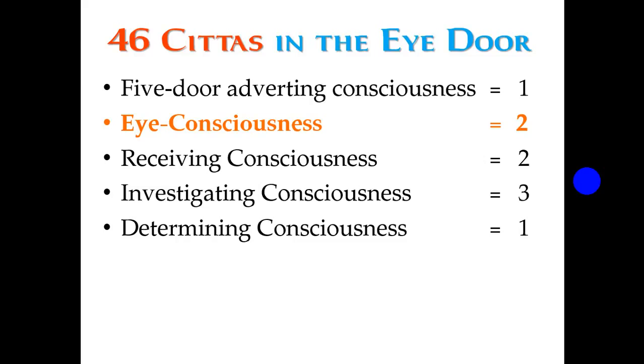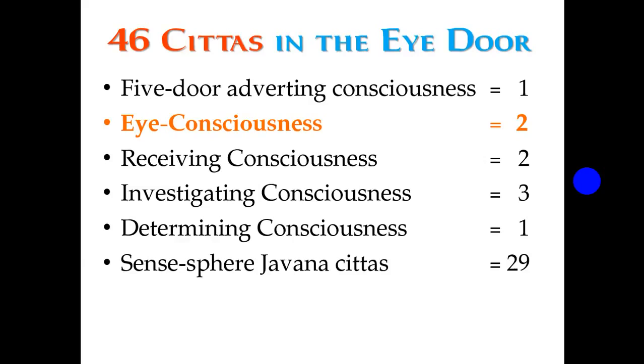Then after determining, you will experience the object. It's called javana. But we have only 29 sense-sphere javana chetas. So in the eye door, only 29 javana chetas can arise. Do you know all these 29? What are the 29? Please refer to page 127. 12 unwholesome chetas. If your determining consciousness is not good, then there will be unwholesome javana, 12 unwholesome mind-producing chetas. Then 8 great wholesome chetas, 8 great functional chetas, altogether 29.